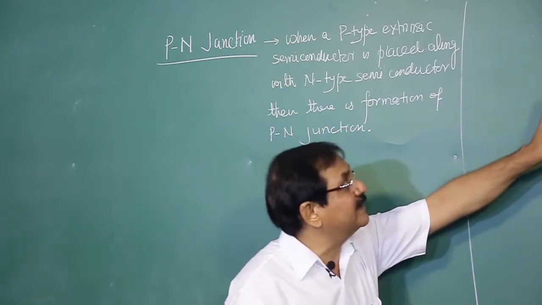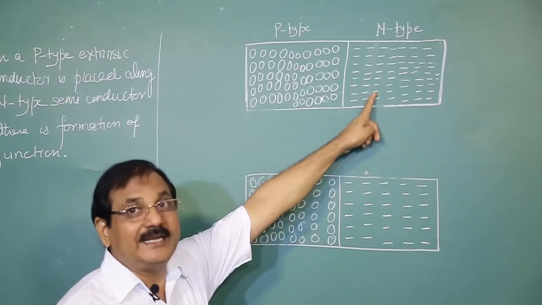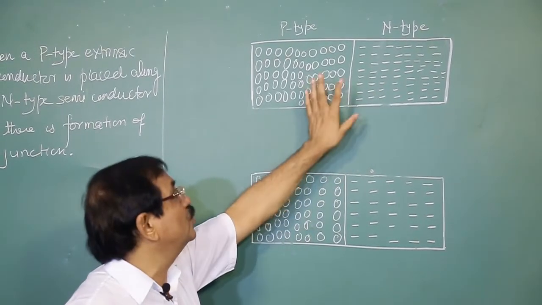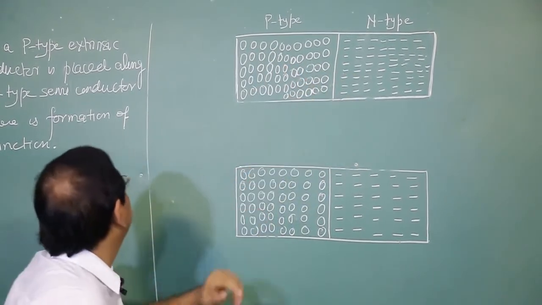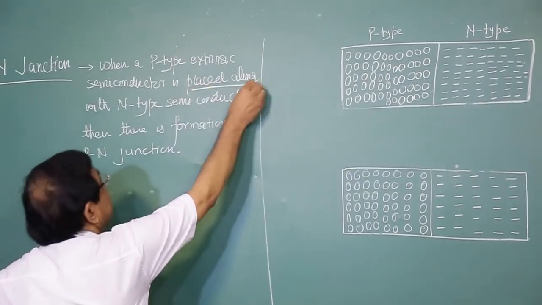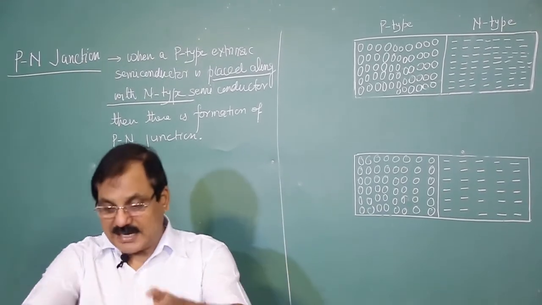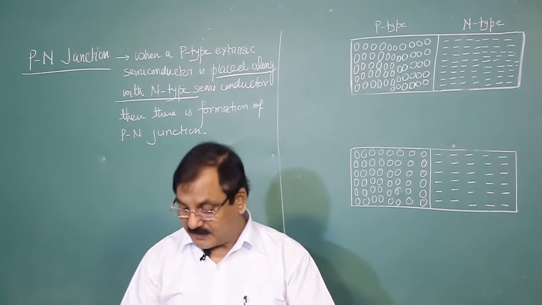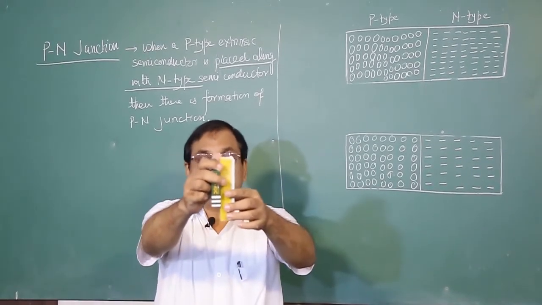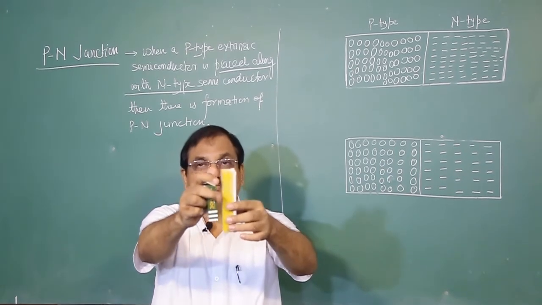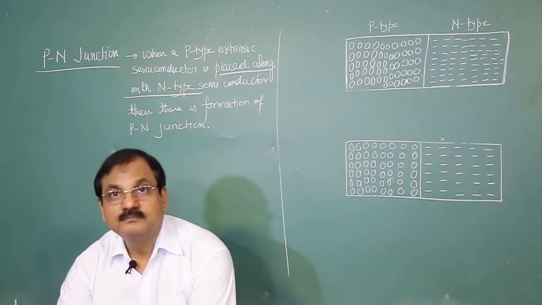As in this definition and this diagram, this is the p-type semiconductor, this is the n-type semiconductor, and these two different extrinsic semiconductors are placed along with each other. Placed along with means something like this, this one is p-type and this one is n-type. So this is a p-n junction. The definition states this kind of concept, which is wrong.